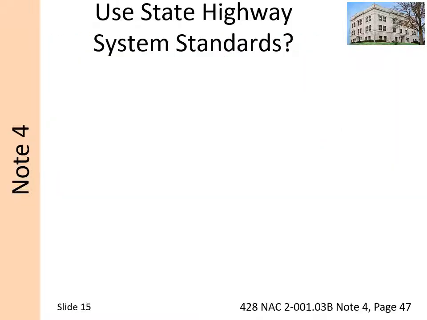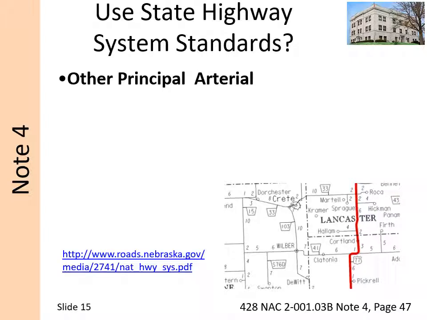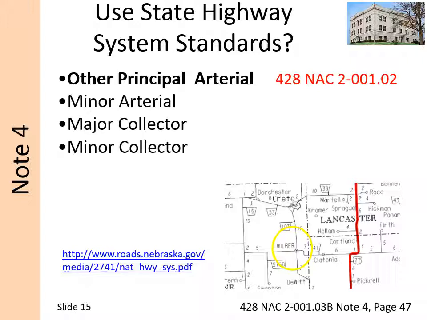This screen is a reminder that if the National Functional Classification would happen to be other principal arterial, or if the road or street is on the National Highway System, Note 4 requires the application of state highway standards in subsection 2. Since the classification is local, that is not the case.